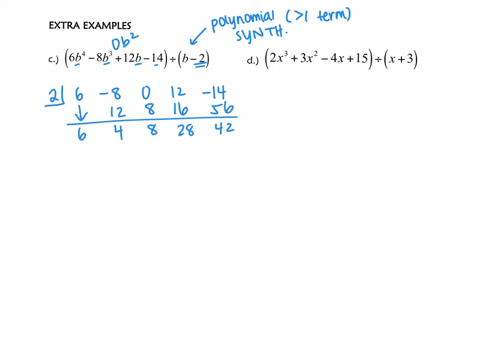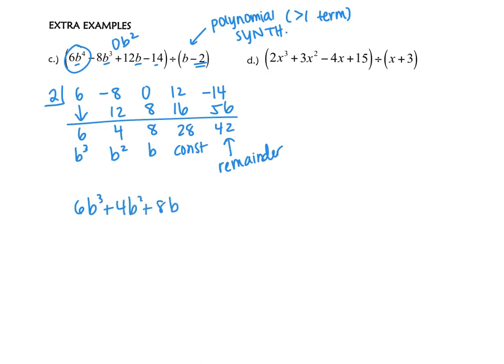Now when we go to write our answer, initially we started with b to the 4th. Our answer will start with 1 less. And we always got to remember that last number is our remainder. So we have 6b cubed plus 4b squared plus 8b, add 28. Our remainder is what we couldn't divide by b minus 2. And b minus 2, remember, is what we're dividing by.